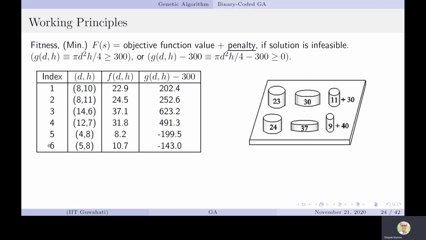So here I'm showing you the table. I'm writing the index 1, 2, 3, 4, 5, 6 because we will remember the solution from their number. Diameter, height we already calculated. We calculated the objective function and we also calculated this representation. You remember that we write Gj of x greater than or equal to 0. So that's why we are writing G minus 300, and this is greater than 0. Now looking at the values, solutions 1, 2, 3 and 4 are feasible, but 5 and 6 are infeasible.